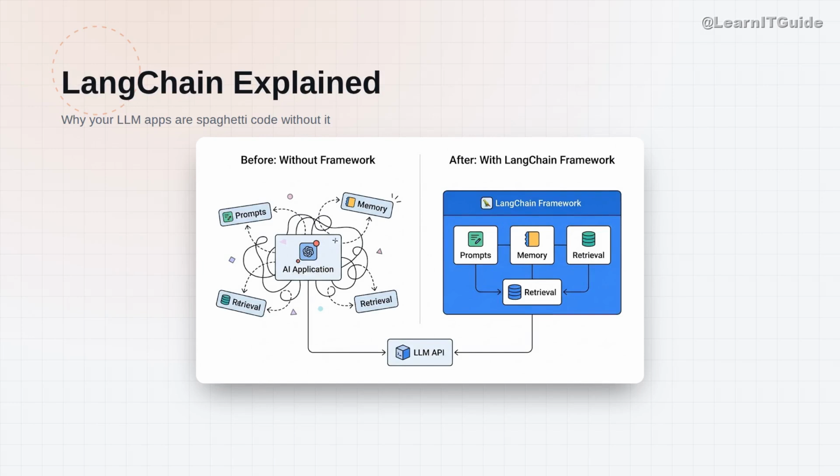Most engineers get this wrong, treating it like just another API wrapper. But here is the thing. Without a framework to manage your prompts, memory, and retrieval, your AI application will quickly become an unmaintainable mess. This one concept can save you hours of debugging when you move from a simple prototype to a production system.